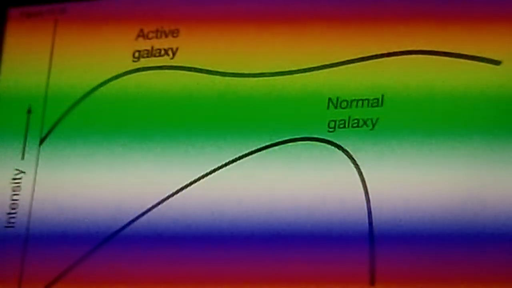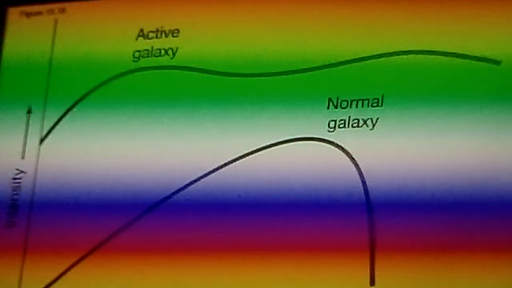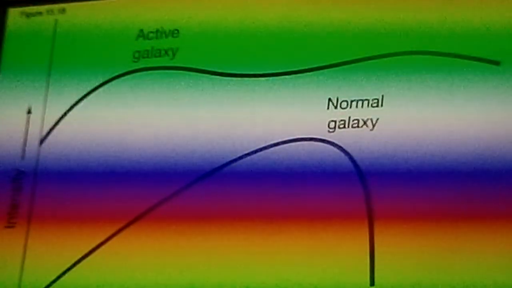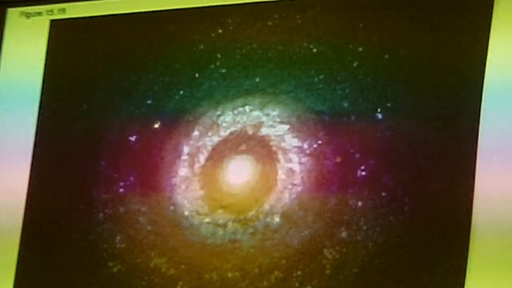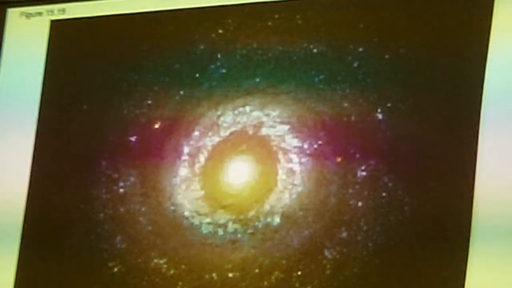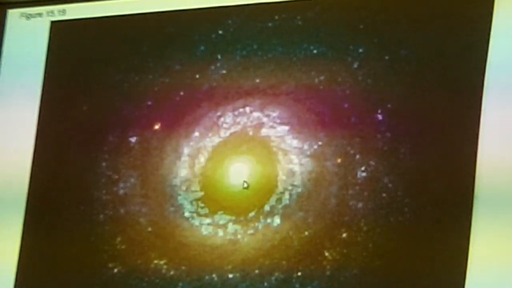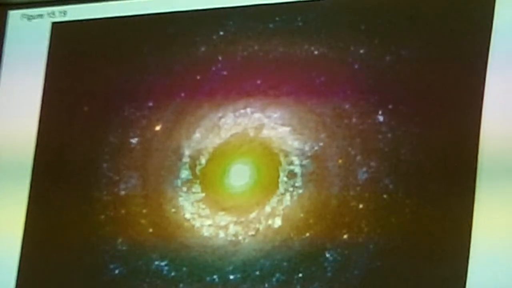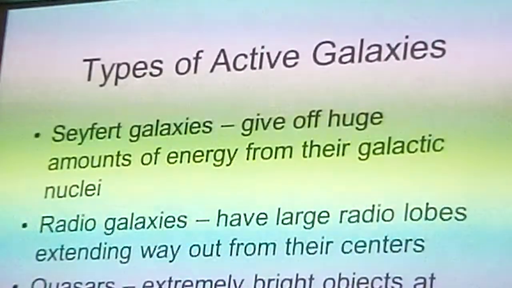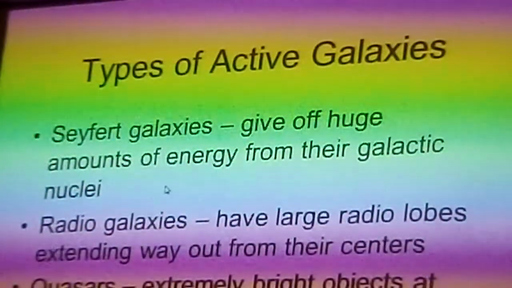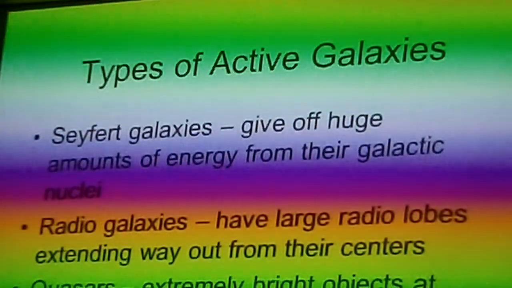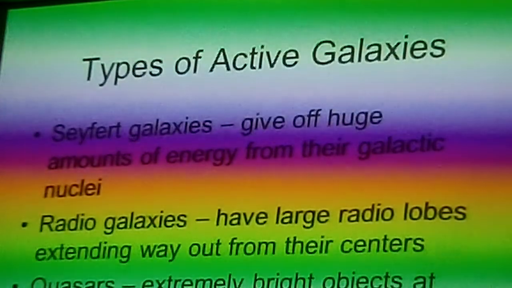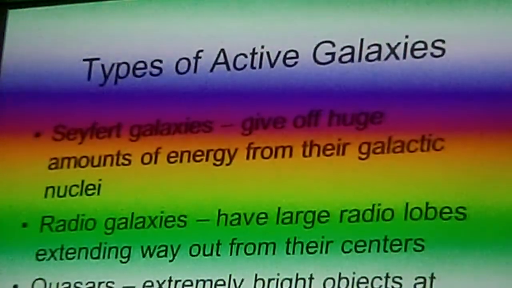Now, back to galaxies, because we're going to talk about this cosmology stuff later. But the last thing about galaxies is some galaxies, especially ones real far away, have real active centers. We call them active galaxies. And there's a bunch of them. There's Seyfert galaxies and radio galaxies and quasars. These are all active types of galaxies.